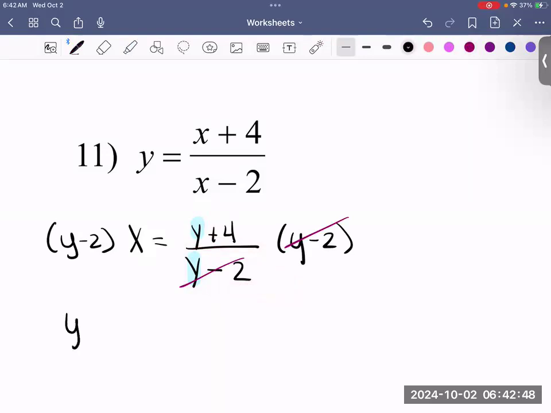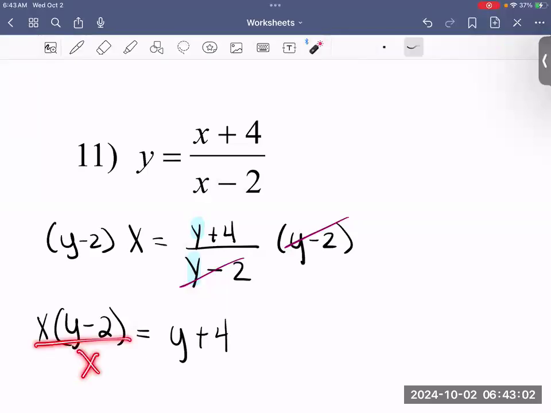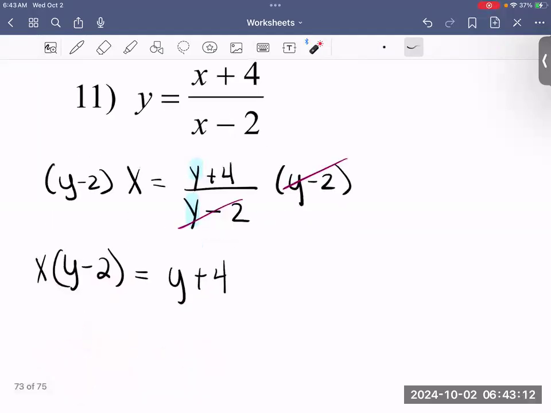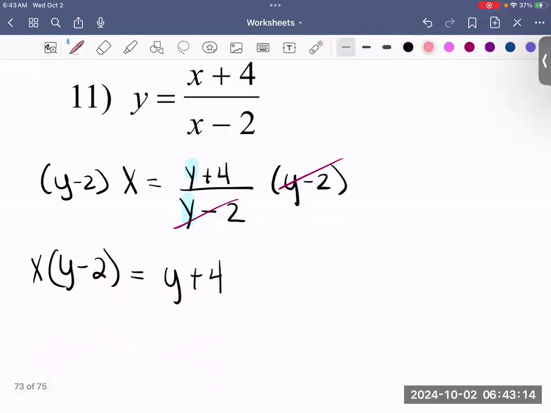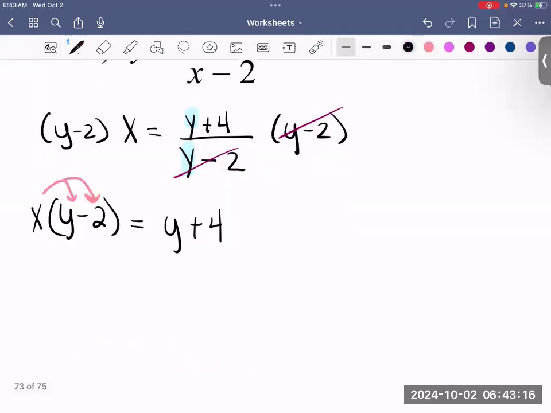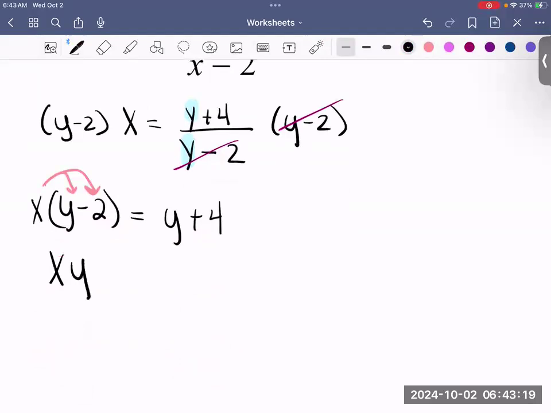So you now have y minus 2 times x is equal to y plus 4. Now, again, what we just talked about, we don't want to have any sort of fraction or anything that looks like a fraction. So unfortunately, we can't divide by x here. We can't, excuse me, divide by y minus 2. Instead, our only course of action is to distribute your x throughout the problem. So we're left with xy minus 2x is equal to y plus 4.